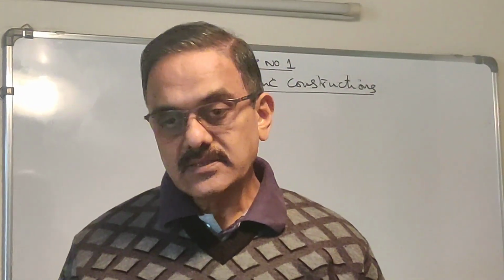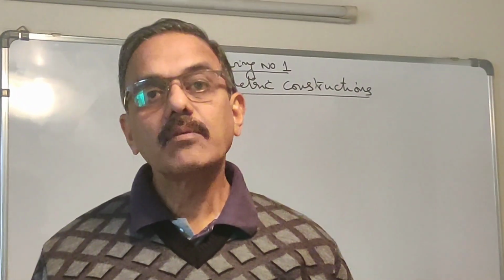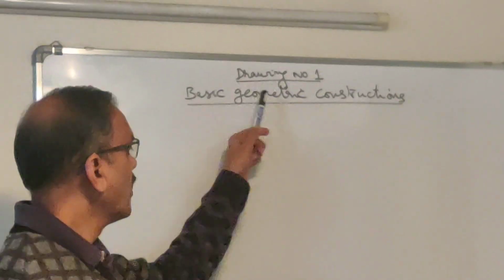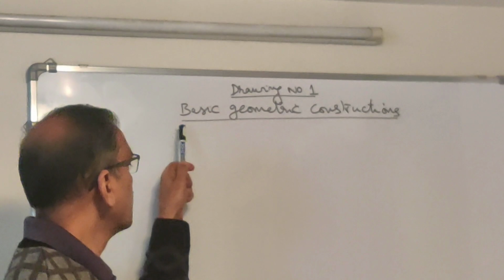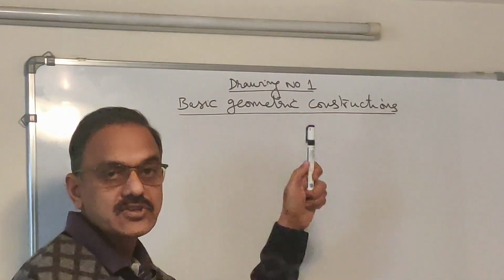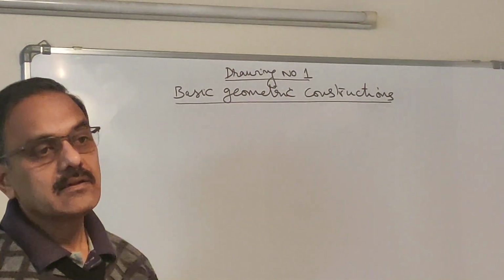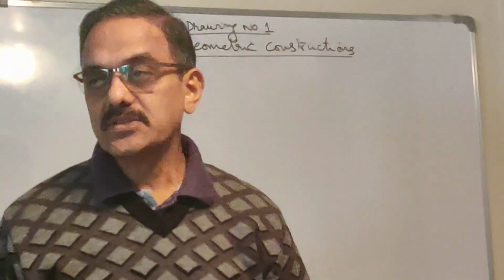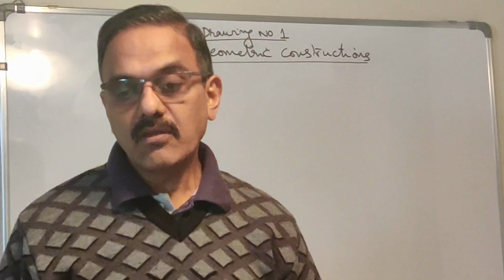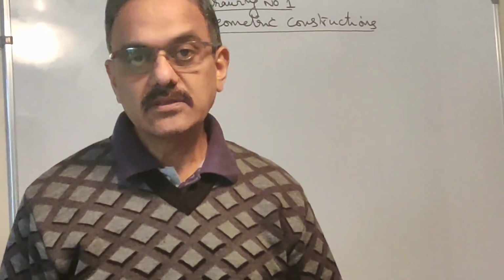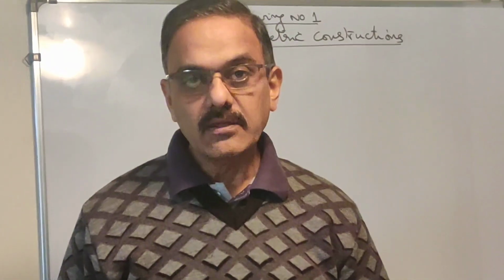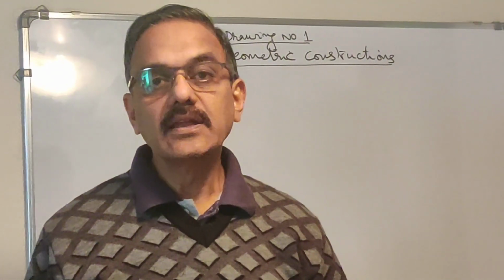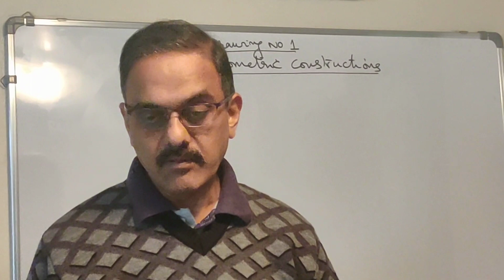So today's class, I have taken up drawing number 1. You can see here, it is drawing number 1. The title is Basic Geometry Constructions. This of course is not a part of your syllabus, but when we start with the actual syllabus, whatever we are going to do today will be of use to you. So that is the reason why it is being done under drawing number 1.